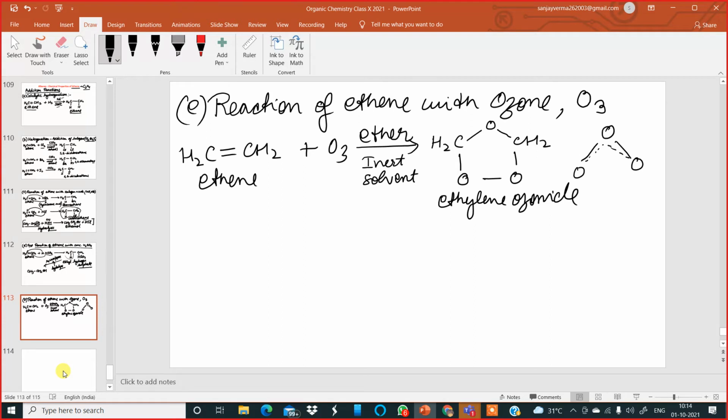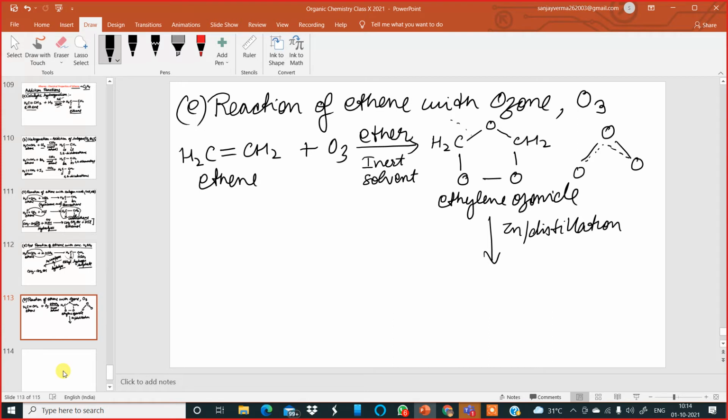Now what is the use? This ethylene ozonide has a very important use, because if you further distill this ethylene ozonide with zinc, then this ethylene ozonide gets converted to aldehyde.